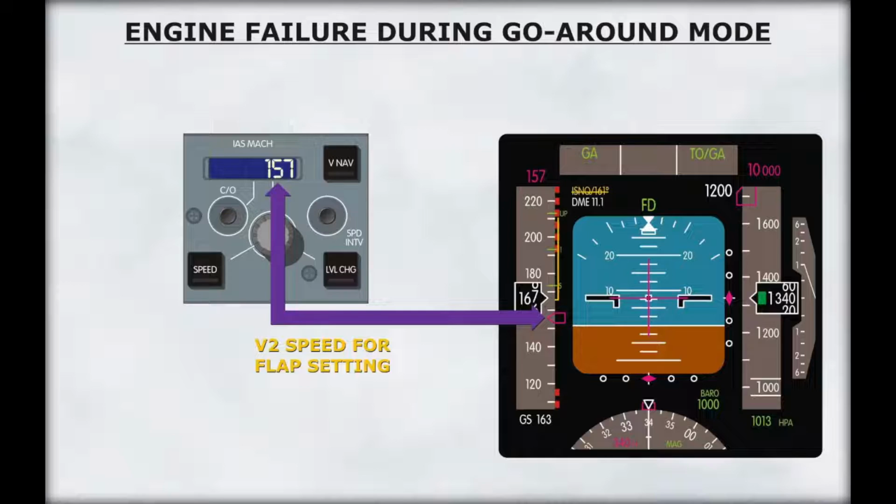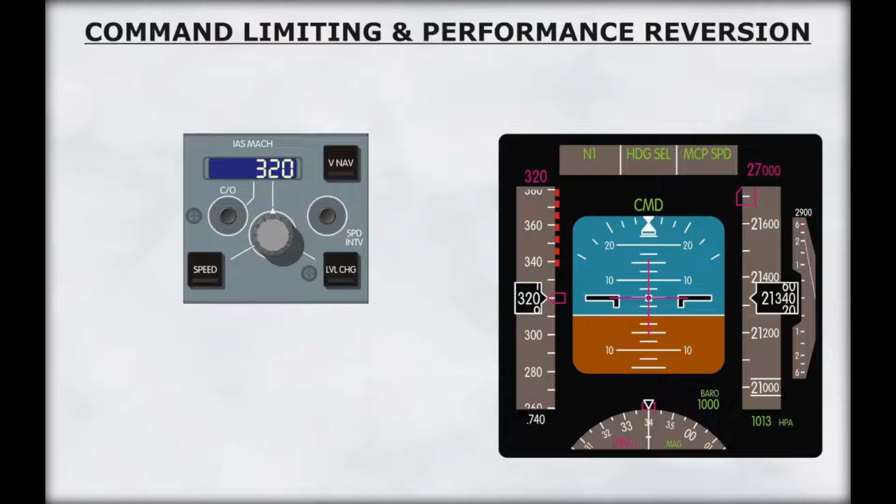In either case, the go-around target speed is not less than the V2 speed for the flap setting, except in wind shear conditions. Now we will look at command limiting and performance reversion. The autoflight system provides both command limiting and automatic reversion to prevent some limits from being exceeded.